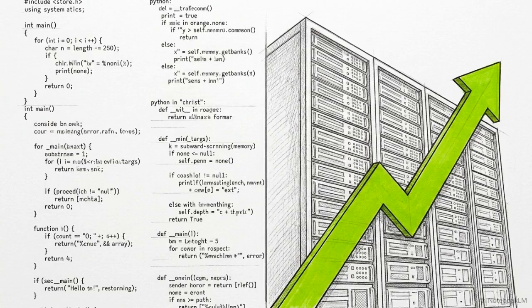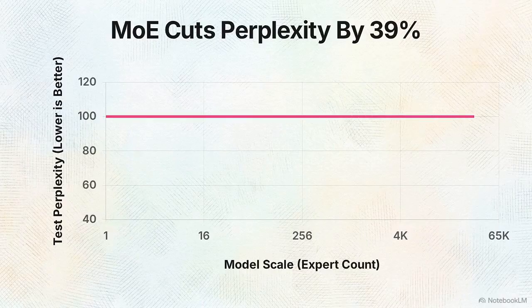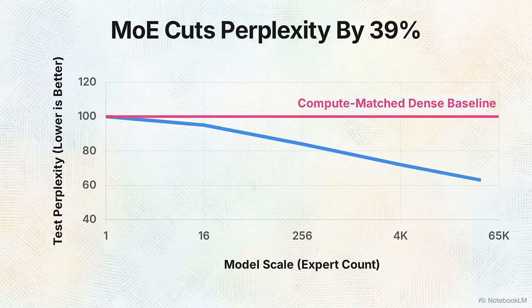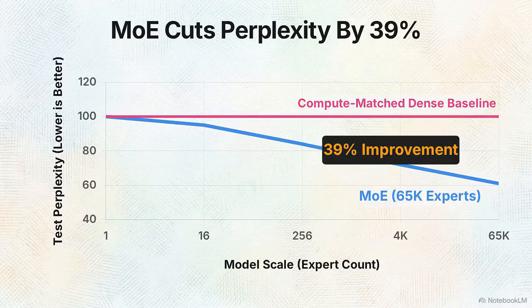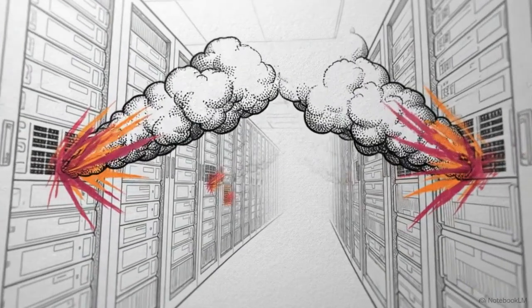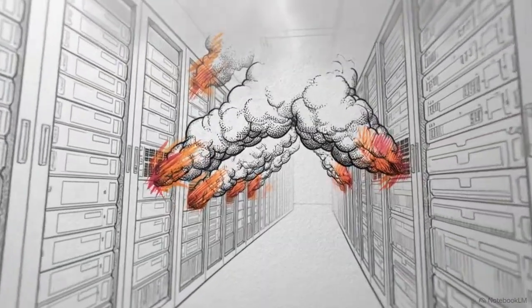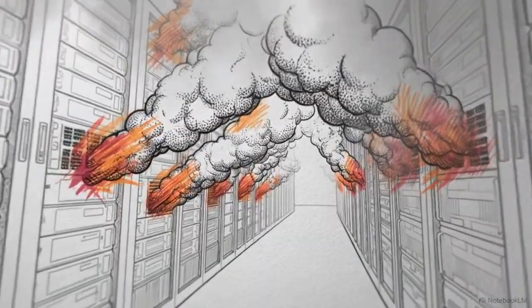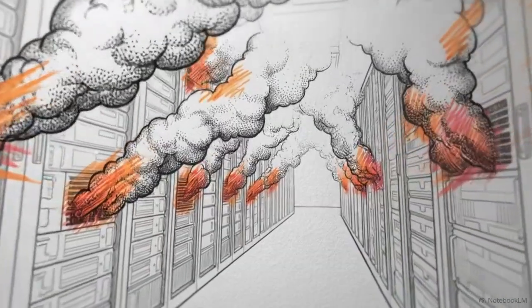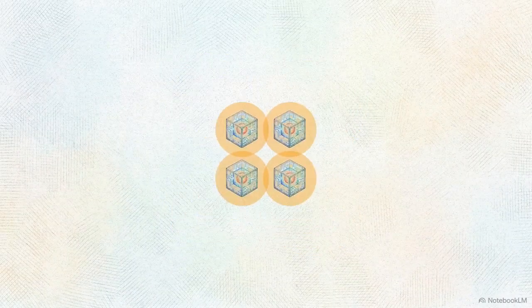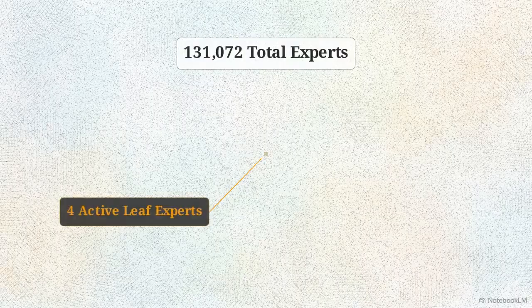The architecture demonstrated its peak empirical success when scaled to 65,536 experts, containing roughly 68 billion parameters. At this scale, it yielded a 39% improvement in perplexity over a compute-matched dense baseline. But the architecture has a breaking point. When the researchers pushed the configuration to 131,072 experts, roughly 137 billion parameters, perplexity degraded.